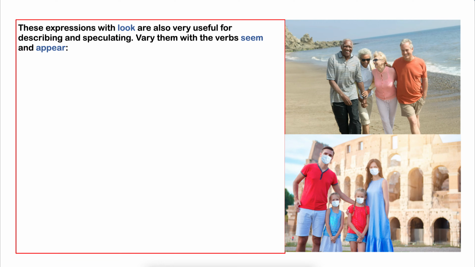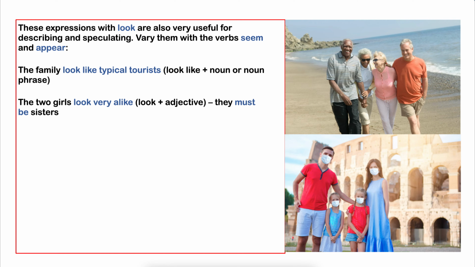These expressions with look are also very useful for describing and speculating. Vary them with the verbs seem and appear. The family look like typical tourists. The two girls look very alike. They must be sisters.